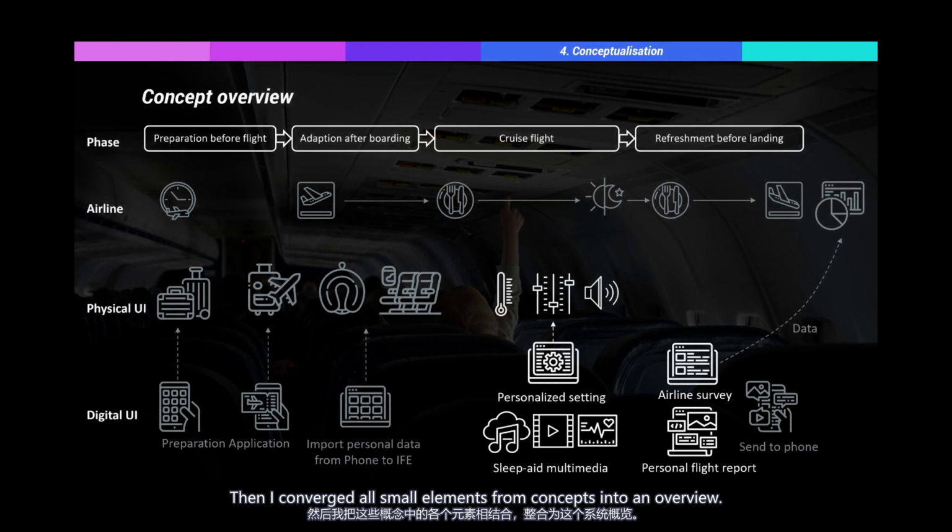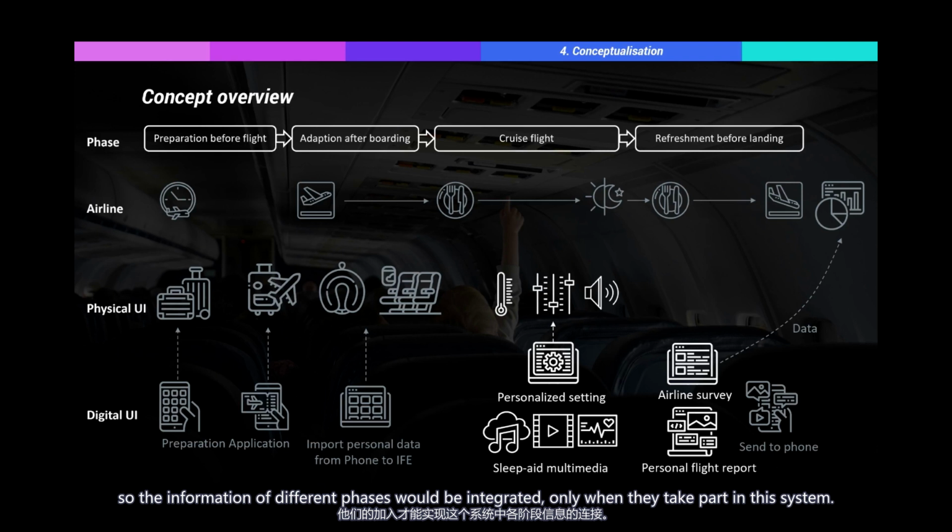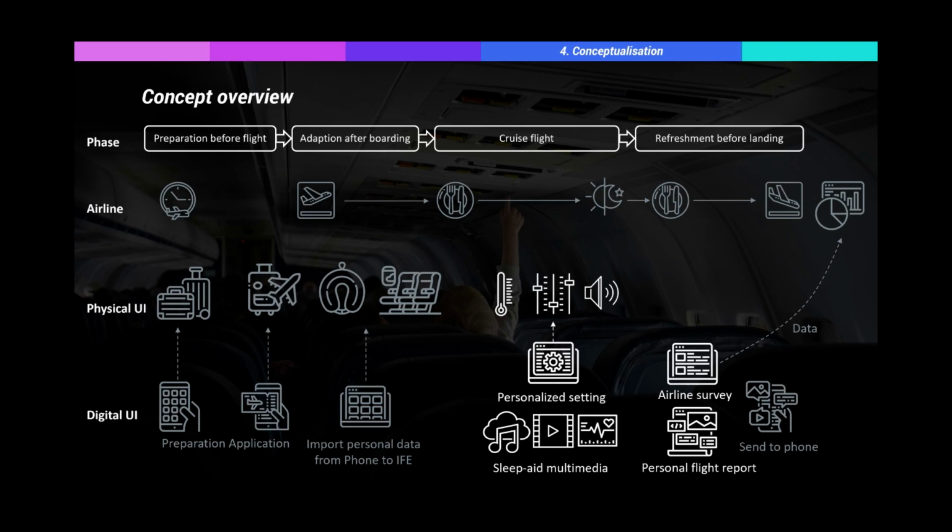Then I converged all small elements from the concepts into an overview. Here, I added the airline as one of the most important stakeholders as well. They are the service provider and the organizer, so the information of different phases would be integrated only when they take part in this system.